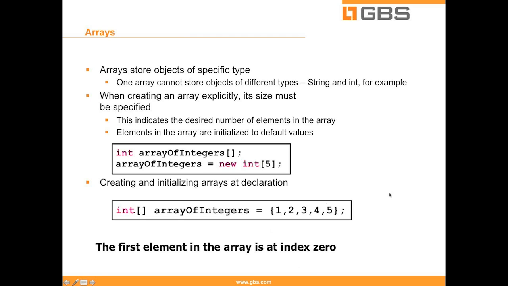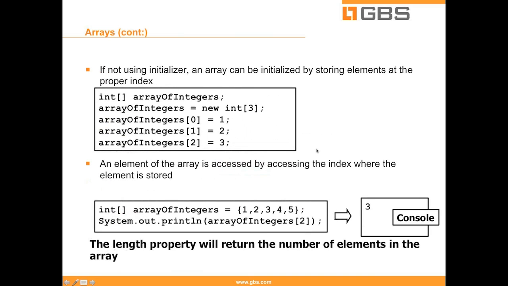The first element of the array is always at index 0, so make sure that you pull that out. If you're not using any type of initializer in the array, you can populate it by specifically referencing the elements of the array by index value. So if I say array of integers is a new one that has 3 elements, then I can go in and say 0, 1, and 2.